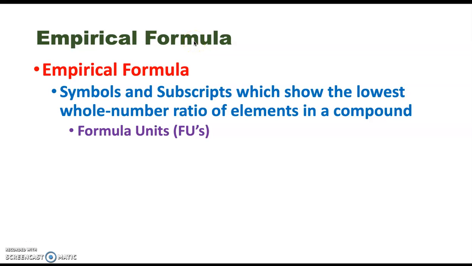In the last video, you learned how to go from a formula and then calculate the percent composition of each element. So you determine that carbon makes up this percentage of this compound, oxygen makes up this percentage, and so forth. So you went from the formula to percentages. Now in this video, we're going to go the opposite way.